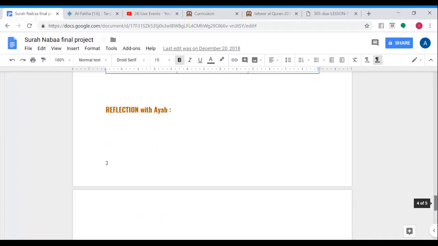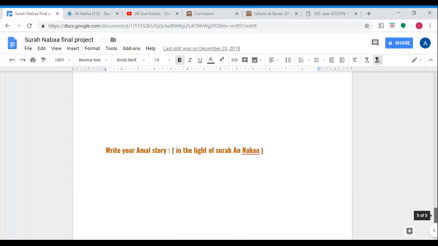What does reflection mean? You have to reflect on any ayah or set of ayat. You have to write your reflection. What do you feel? Now, write your amal story. This is the amal story, meaning in the light of Surah An-Naba, what points do you get for the action that you want to act accordingly, because this is what our goal is.